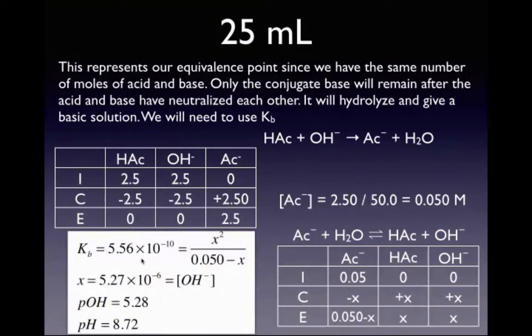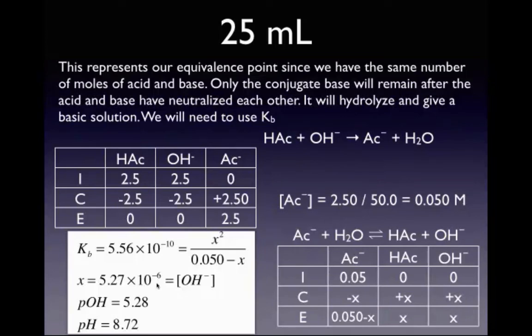So we have the Ka of acetic acid. We calculate the Kb. We get x squared over 0.050 minus x. We're going to ignore the x down here, solve for the x up here, and get an x value of 5.27 times 10 to the minus 6. Based on our ICE box for equilibrium, this is equal to the concentration of OH minus, so my pOH is 5.28 and my pH is 8.72.